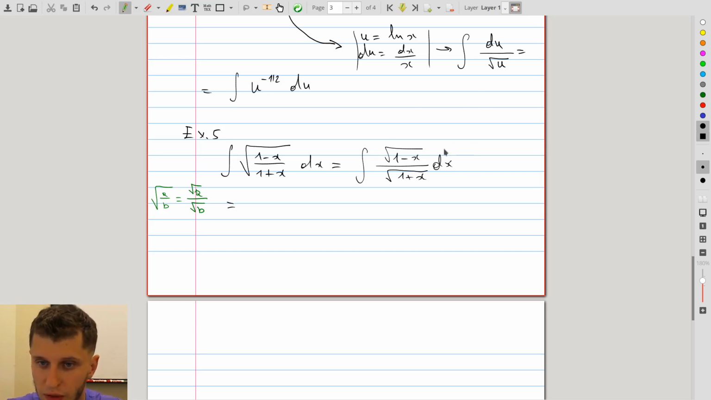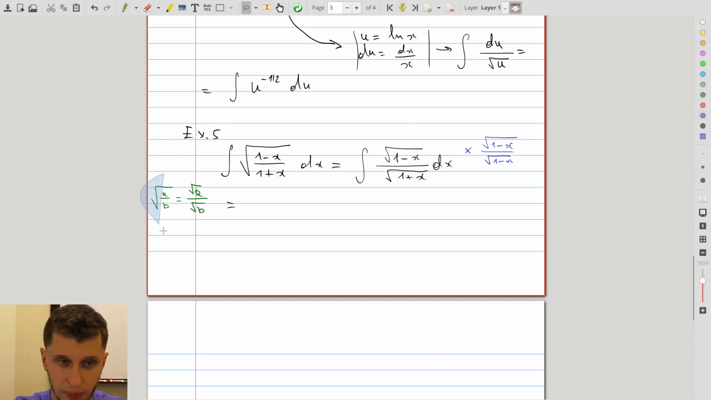So what we'll do here is multiply and divide by the square root of 1 minus x. I'm choosing the square root that sits in the numerator to multiply and divide by, because once I square this radical in the numerator, I will have 1 minus x in the numerator, and I can split it into a difference of two expressions and then integrate them separately. So this is the primary motivation.